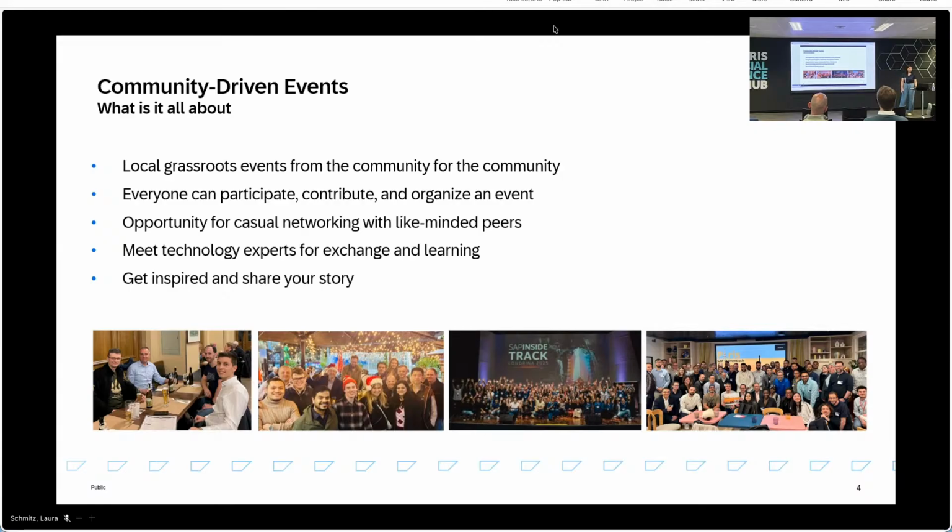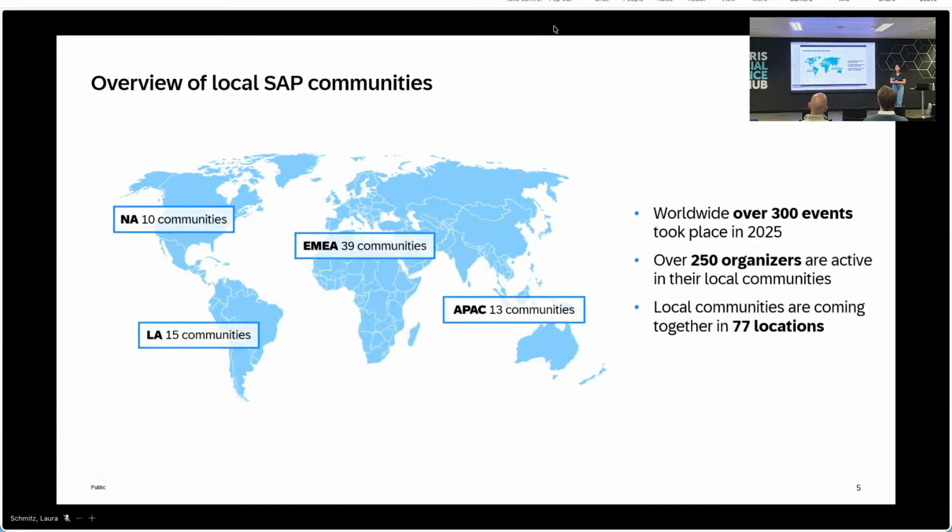To give you an overview of local communities around the globe, there are quite a few, and quite a few community events happening globally as well. Last year we had in total over 300 events happening around the globe, and on the map you can see we currently have a little over 77 locations worldwide with 250 organizers running these community events in those locations. So I'm always quite proud and happy to present that enormous number of activities worldwide.